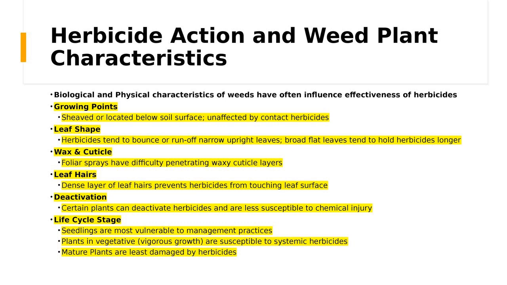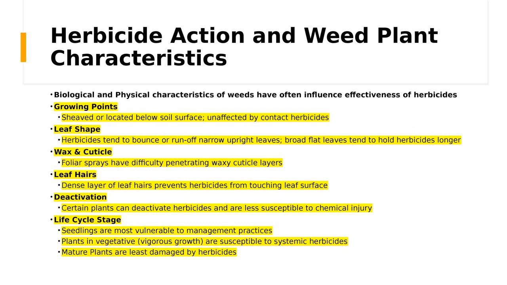So let's talk about herbicide action and weed plant characteristics. Biological and physical characteristics of weeds have often influenced effectiveness of herbicides. So what are growing points? Growing points are sheathed or located below the surface, unaffected by contact herbicides, right? You can't really spray a contact herbicide on the roots. It's just not going to happen. Same thing with rhizomes. You're not going to be able to get those underground with a contact herbicide.